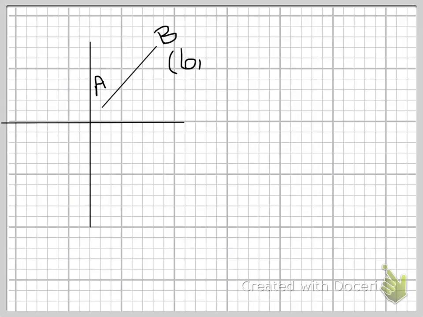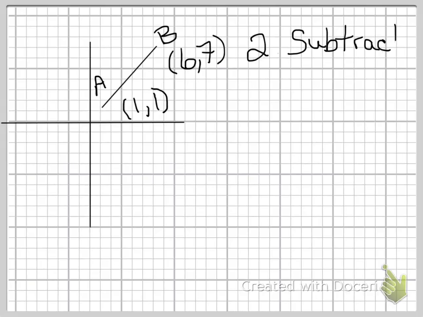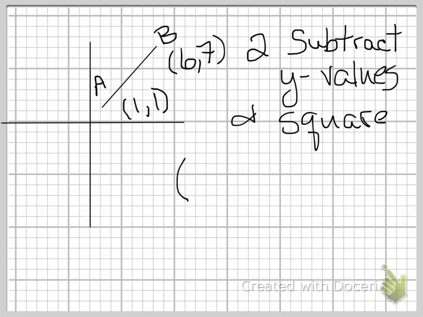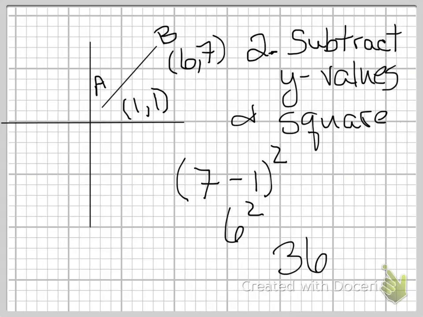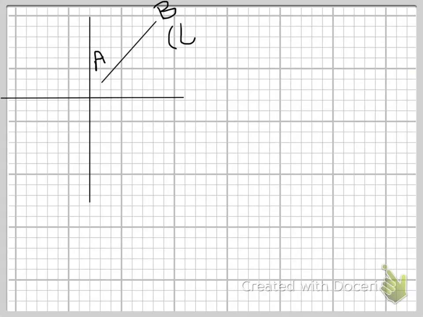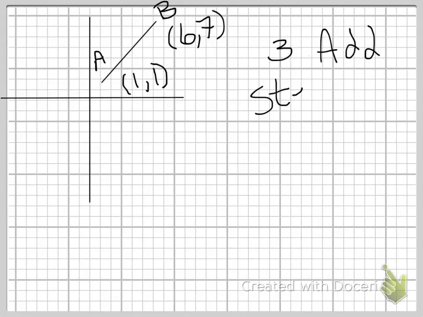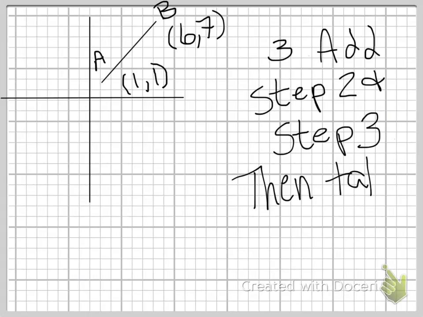Okay, the next thing we're going to do is do the same thing but to the y's. So we're going to subtract the y values and square it. So 7 minus 1 squared is 6 squared, or 36. Okay, so all we've done is subtract the x's and square it, subtract the y's and square it. Okay, the last thing we're going to do is add up the two numbers that we squared, and then we're going to take the square root.